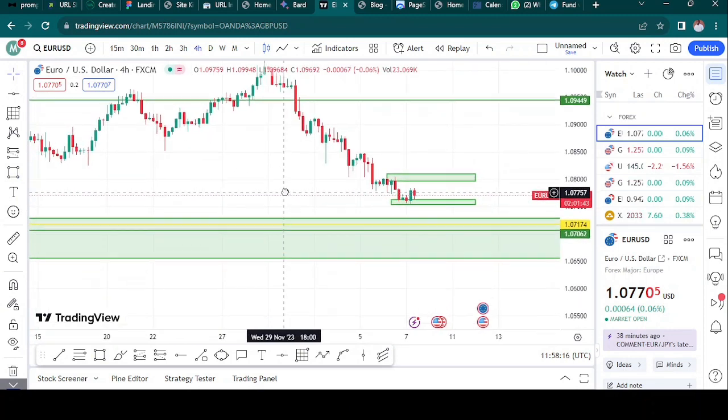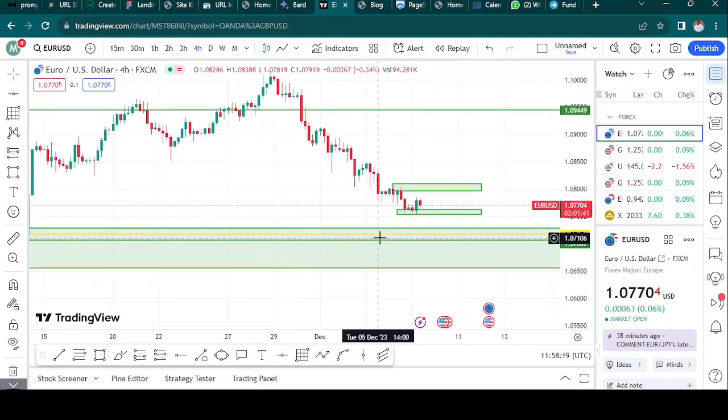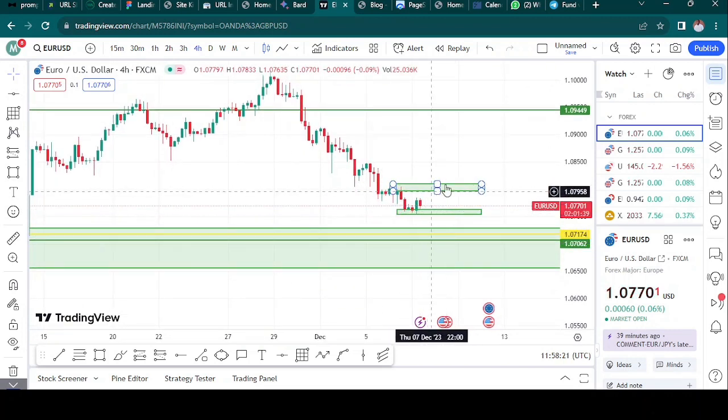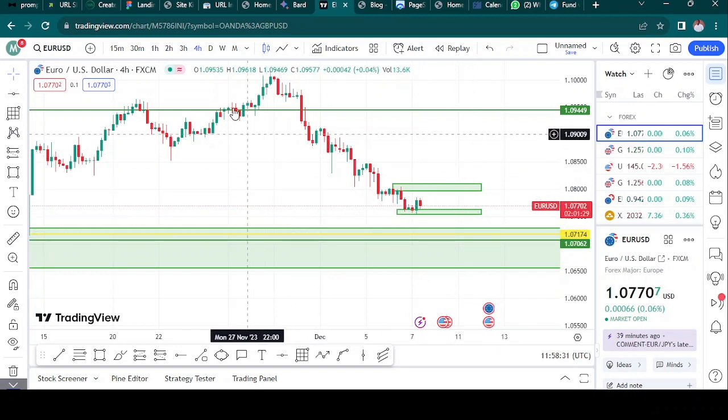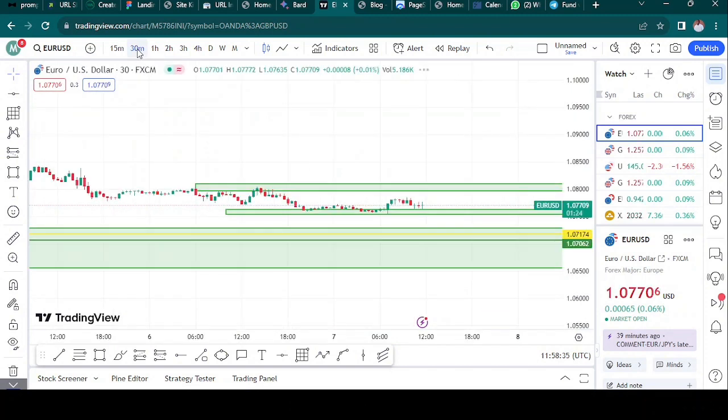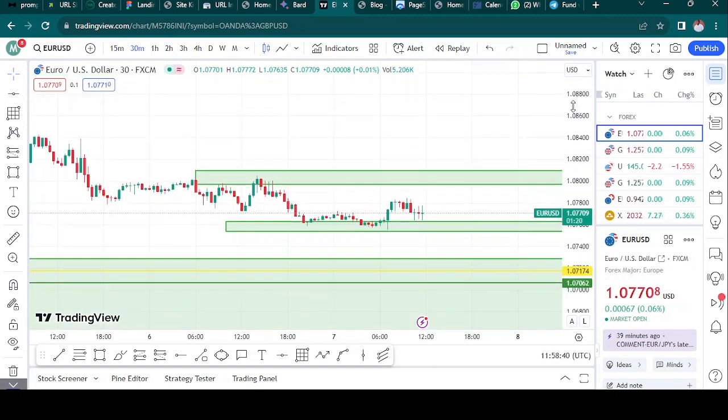I just zoomed out for you to see that. So we have a support level, so we have a resistance. Is it possible we see price get stuck within here before we have a breakout, either to the upside or to the downside? We do not know. So let's go to the 30-minute time frame to see if we have anything good enough to trade.